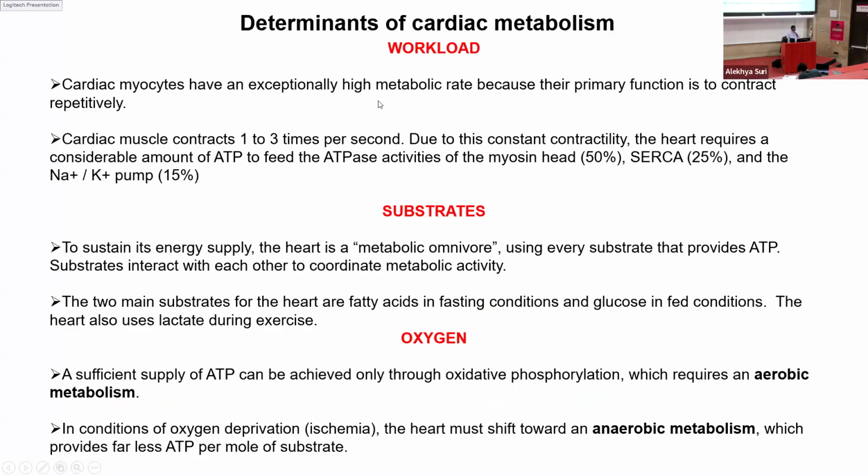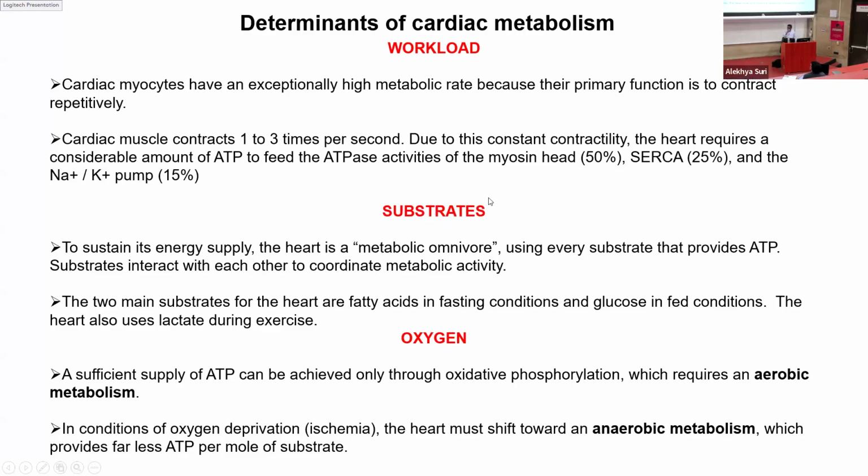So the cardiac myocyte has a very high metabolic rate. As I said before, it consumes a large amount of ATP, and it's also synthesized quickly and used because it contracts repetitively. So the cardiac muscle contracts 1 to 3 times per second, depending on the conditions, from resting condition to exercise. And most of this energy, which is synthesized in the form of ATP, is used by three important molecules, which we have already seen. The first one is myosin.